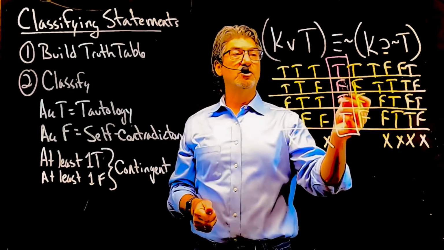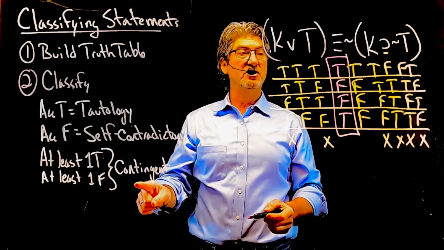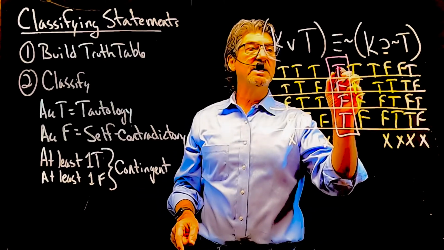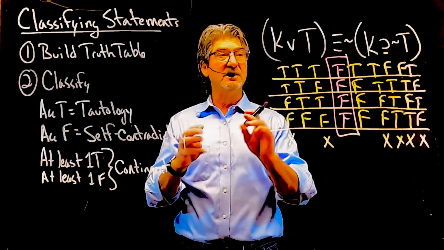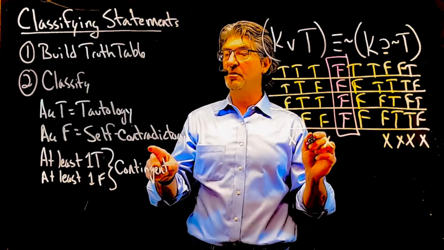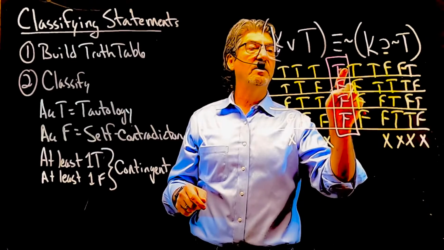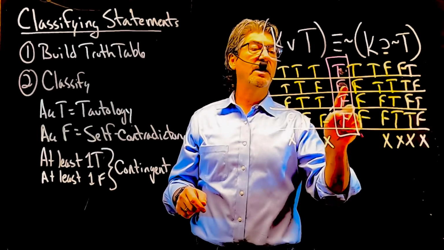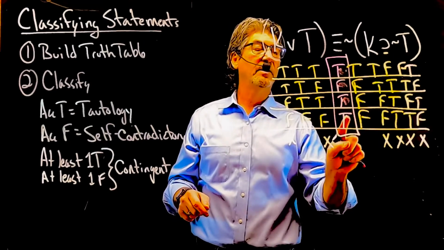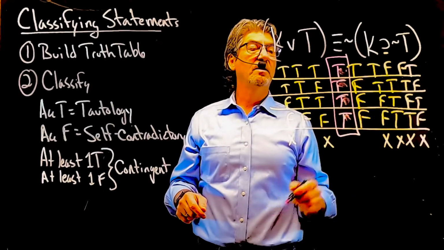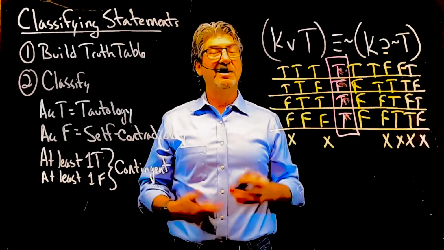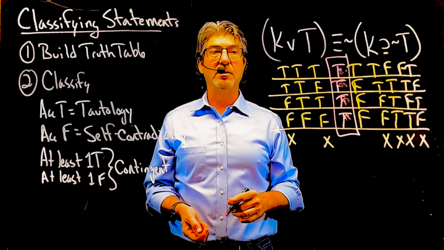Now notice there's at least one true and at least one false, so it's contingent. If this had worked out false all the way down, now it didn't, but if it did, it'd be self-contradictory. If it worked out as true all the way down, I'll make a mess of this, but I'll do it anyway, then it would be a tautology. But that's all you have to do for these problems.